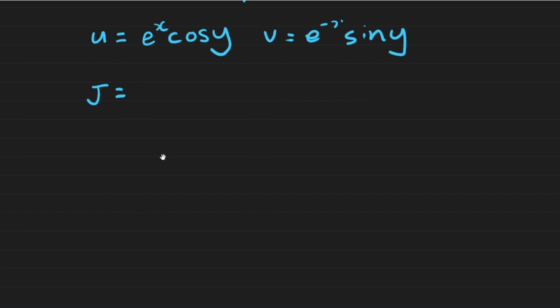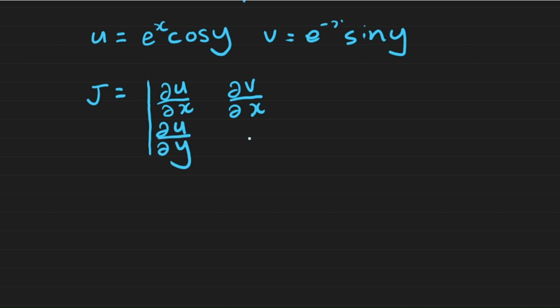So I'll just write this again. Jacobian is equal to the determinant of ∂u/∂x, ∂v/∂x, ∂u/∂y, and ∂v/∂y. So substituting all of these things in, ∂u/∂x, so u with respect to x, that's just going to be e to the power x cos y, because cos of y would just be a constant. So this is going to be e to the power x cos y.